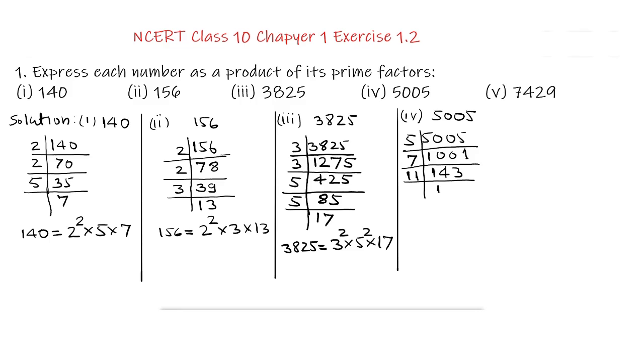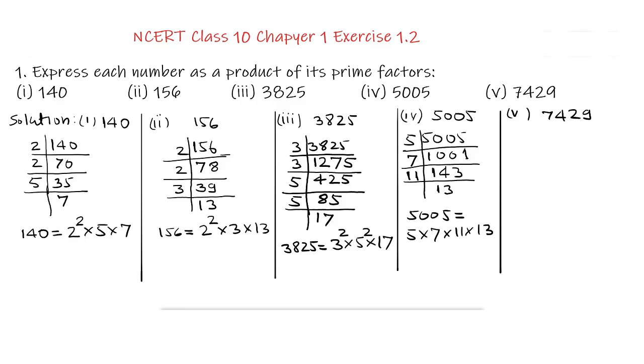14 divided by 11 is one time, balance is 3, and 11 times 3 is 33. So our quotient is 13, which is a prime number. Now we have the prime factorization of 5005 equal to 5 multiplied by 7 multiplied by 11 multiplied by 13. So this is our prime factorization of 5005.